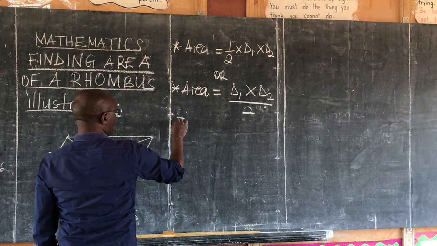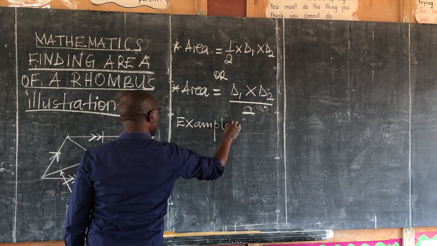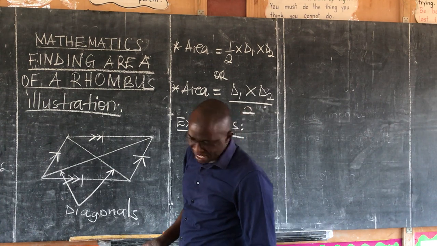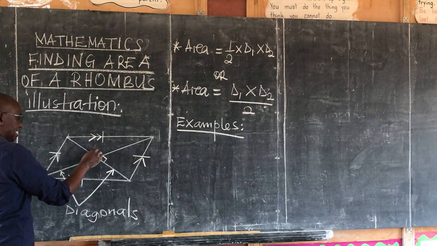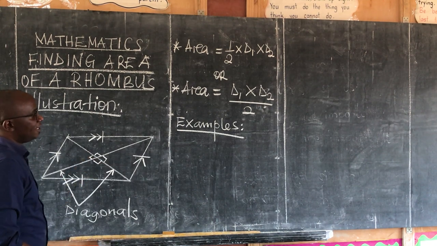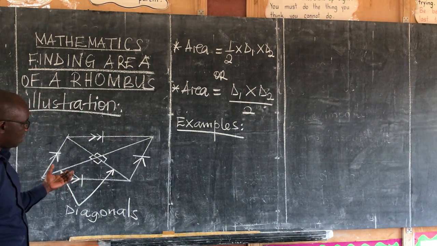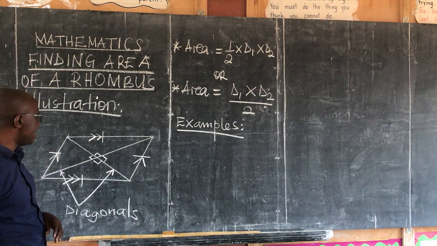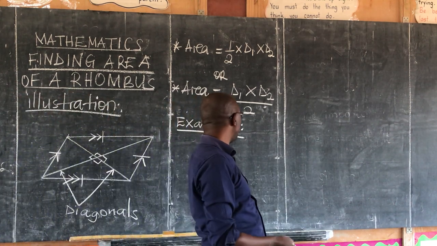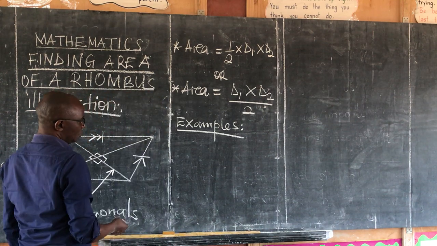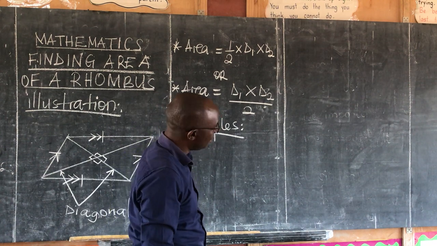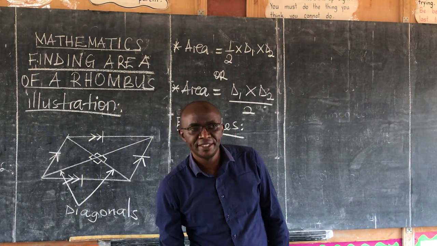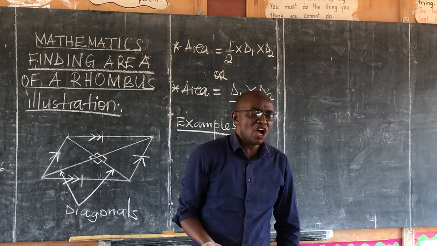Okay, example. I straight away take you to the example. Remember, earlier on we looked at the properties of a rhombus, and we said the diagonals bisect each other at 90 degrees, and they end up forming four right angle triangles. Now I'm going to give three ways of finding the area of the rhombus. One, we can use the diagonals. Two, we can use the right angles. Three, we can use the isosceles triangles.